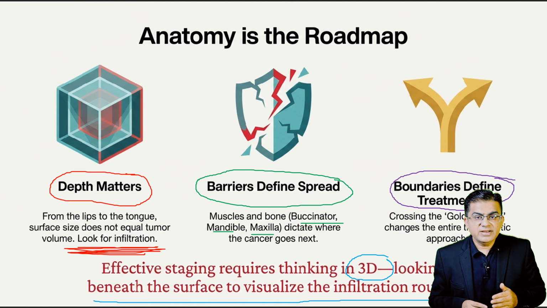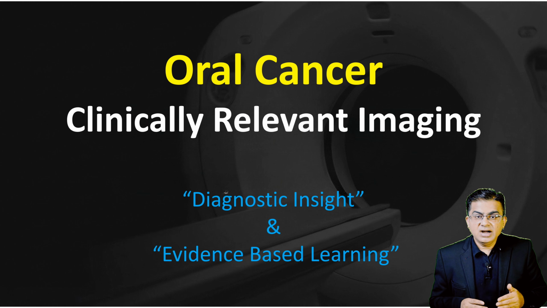Okay, now we have the anatomy down. We know the 3D roadmap. We know now the natural barriers, and we know the surgical red lines. But here is the real challenge you are going to face in the clinic. How do we actually see this roadmap in a living patient?